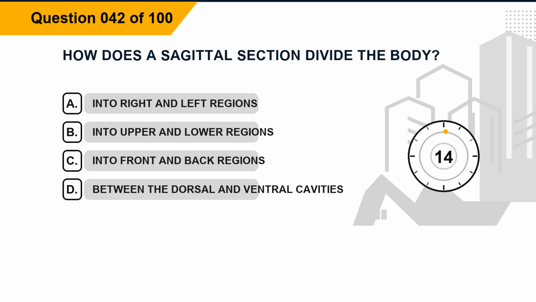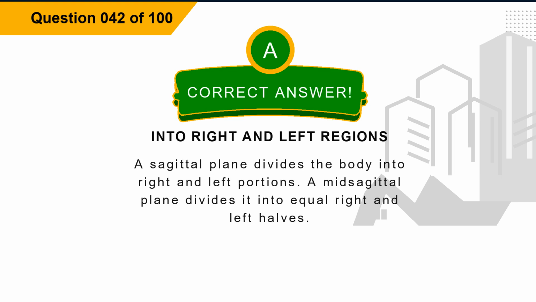Question 42. How does a sagittal section divide the body? Option A, into right and left regions. Option B, into upper and lower regions. Option C, into front and back regions. Option D, between the dorsal and ventral cavities. The correct answer is option A, into right and left regions. Explanation. A sagittal plane divides the body into right and left portions. A mid-sagittal plane divides it into equal right and left halves.